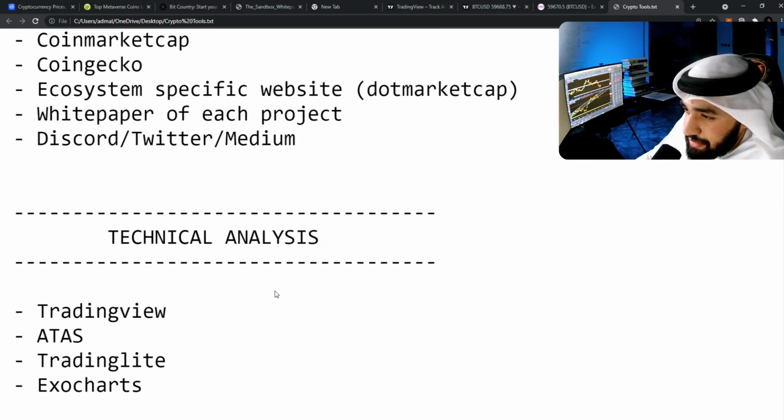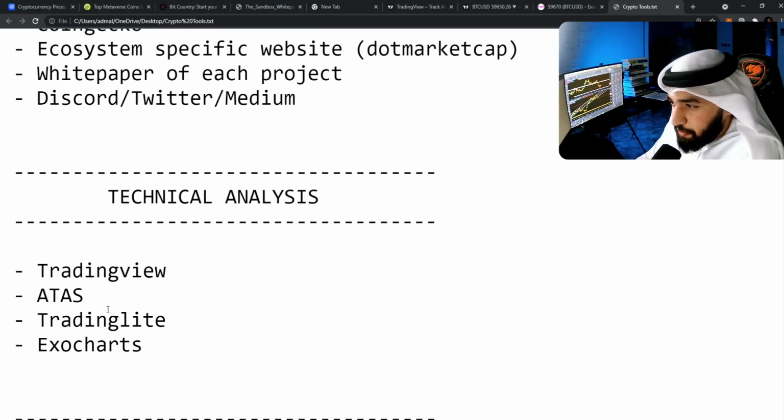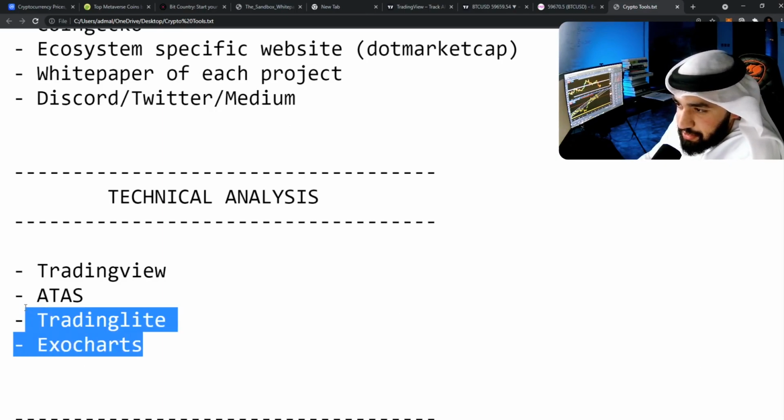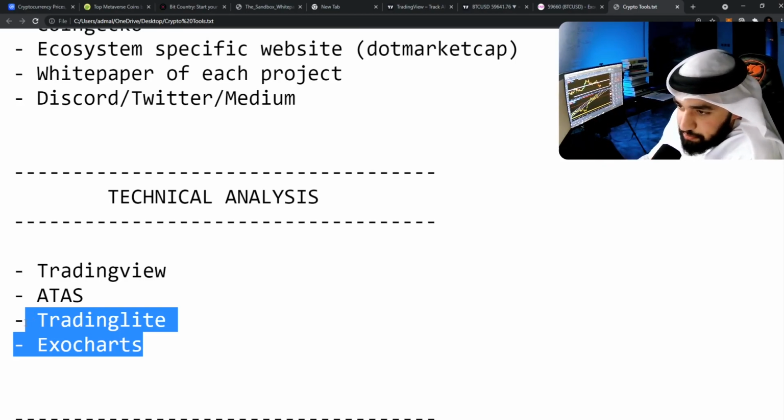For technical analysis, going that next step, you look at TradingView as the basic, just looking at four pieces of data, which are high, open, close, and low. Then you look at ATAS, TradingLite, and ExoCharts for advanced, going into each candle and looking at what exactly happens inside each candle. And two keywords I mentioned here are order flow and market profiles.